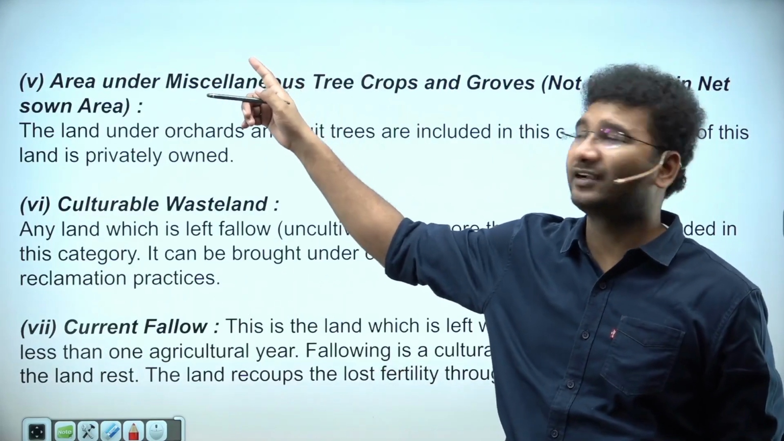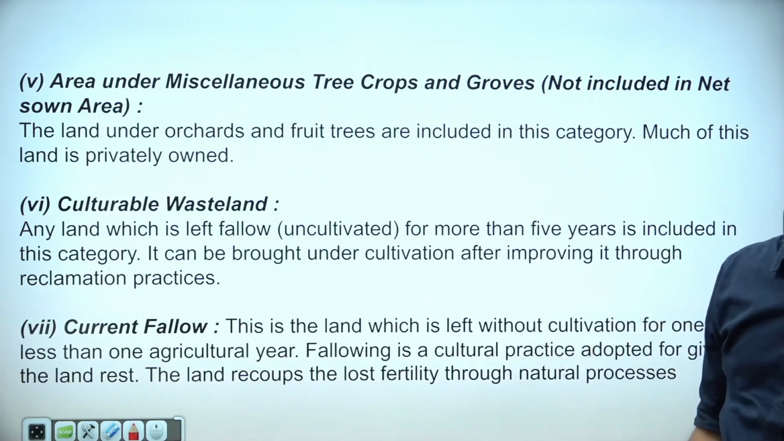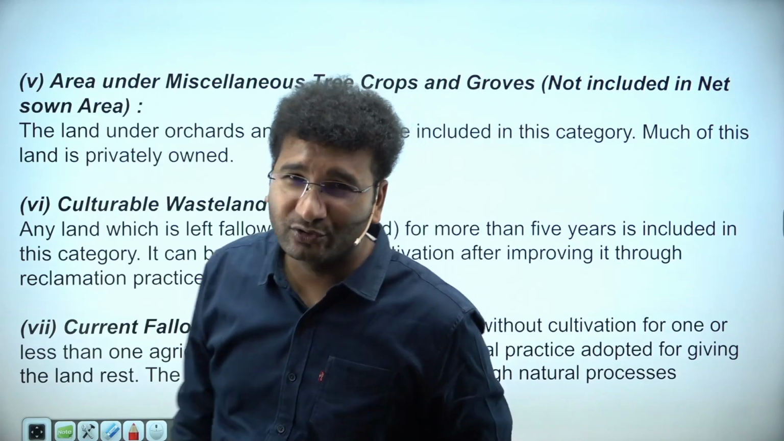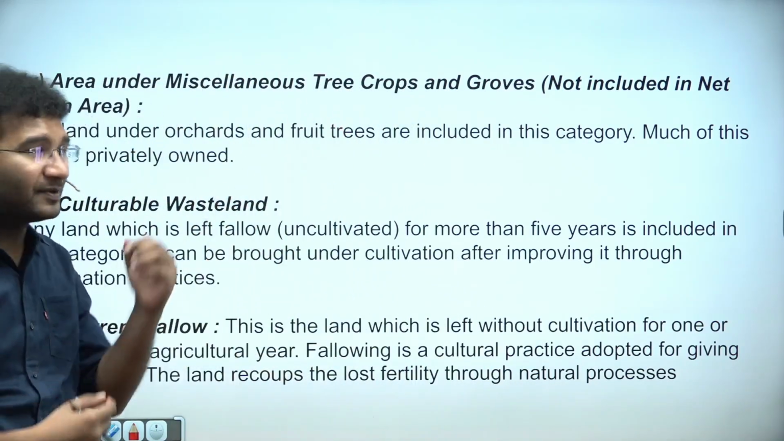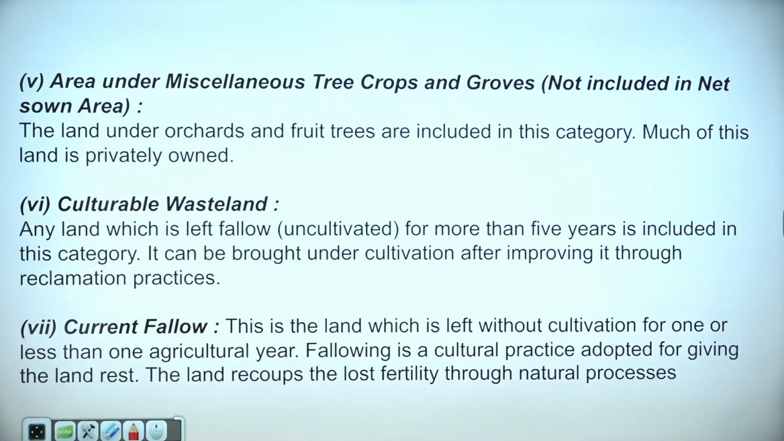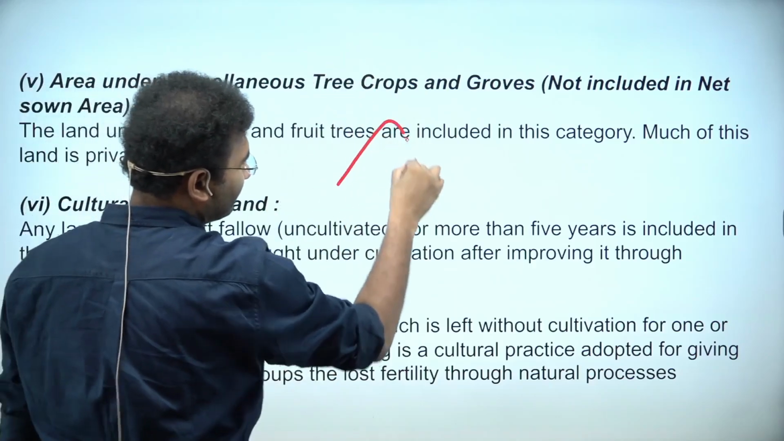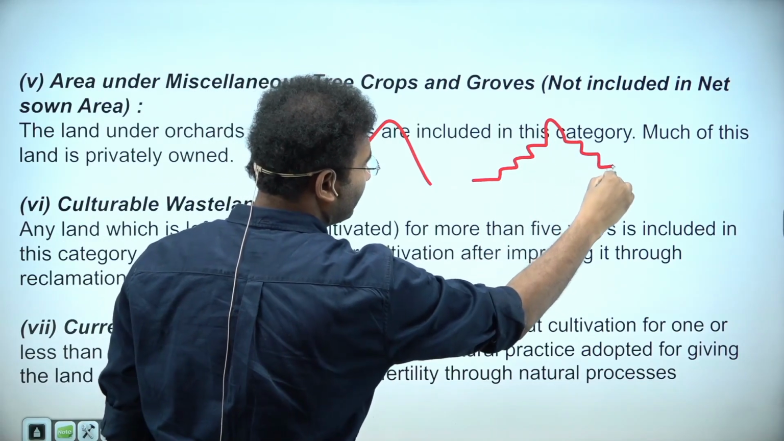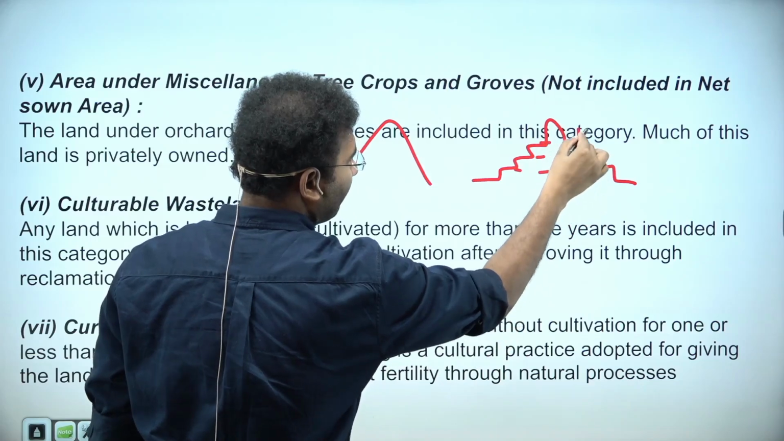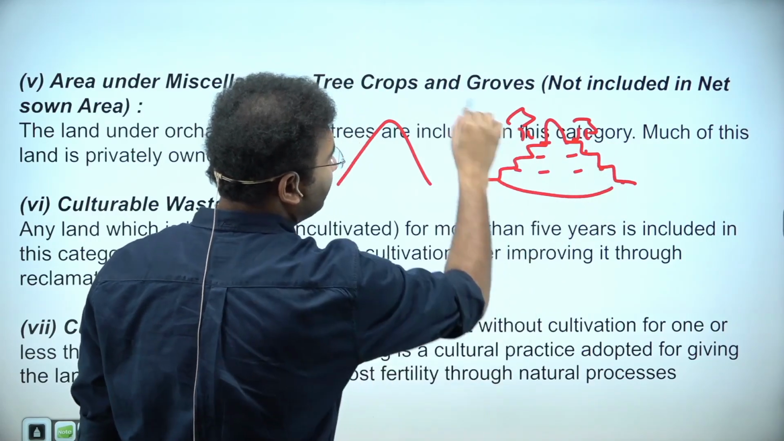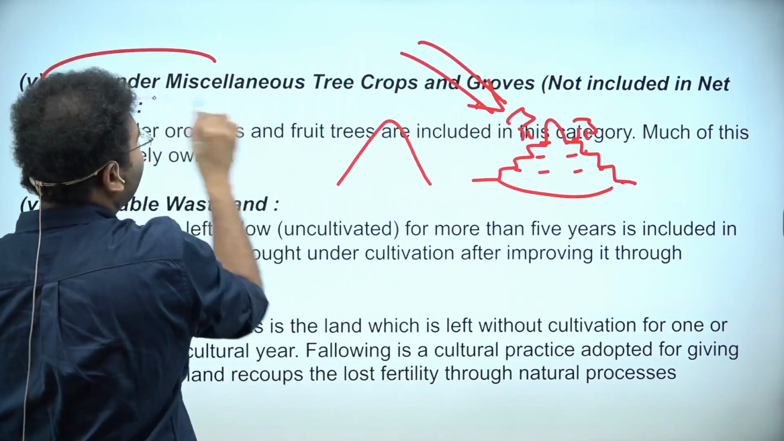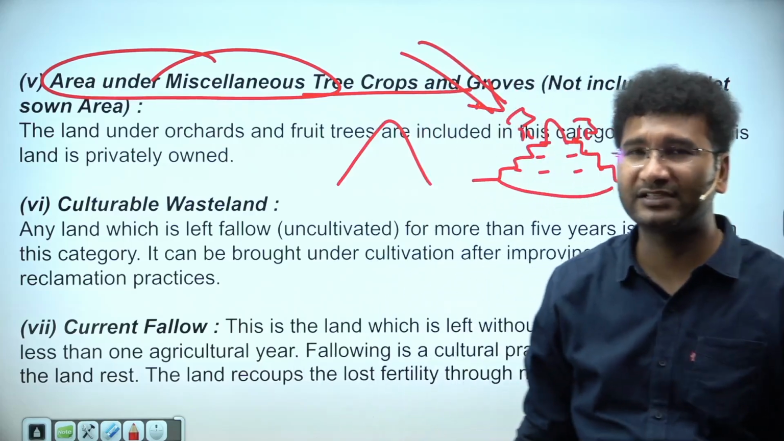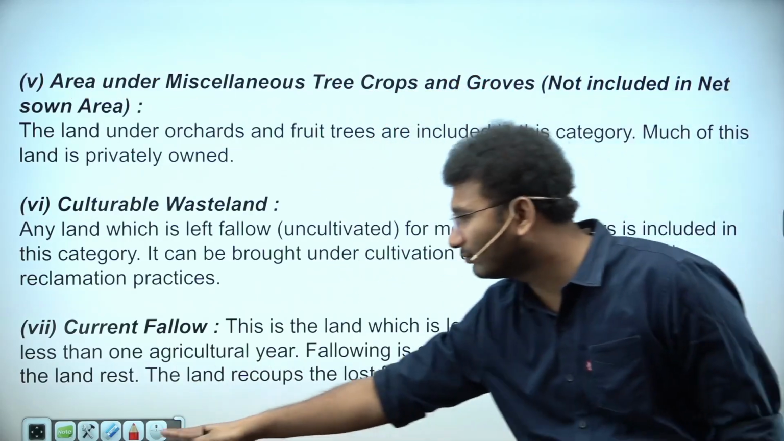The next definition that you need to know is area under miscellaneous tree crops and groves. What is this? Sometimes it can be a sacred grove. First, let me read the definition. I'll step aside. I also want you to read this. The land under orchards and fruit trees is included in this category. Much of it is privately owned, so it is your own land. Like when you go to mountains, sometimes the slope is converted into terraces, and they do terrace farming. Here they'll grow apple plants, right? Various plants can be grown. So this kind of area is called area under miscellaneous tree crops or groves, right? Your own farmlands can be called this.